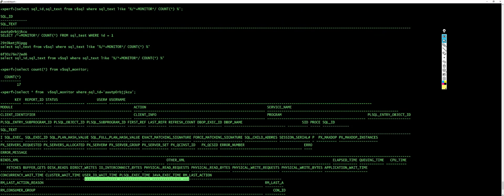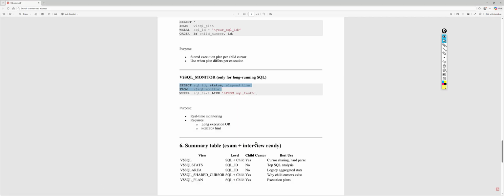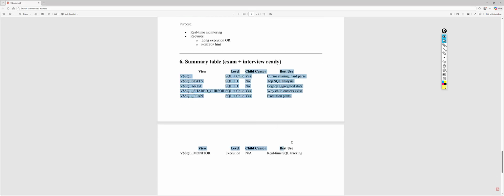Okay, so this is the use case of the V$SQL_MONITOR view. You are telling Oracle that you need to exclusively monitor this particular SQL. So you use the hint to monitor it, and you will monitor the SQL in a cleaner way, without any clutter. Okay. Yeah. So this is the summary.